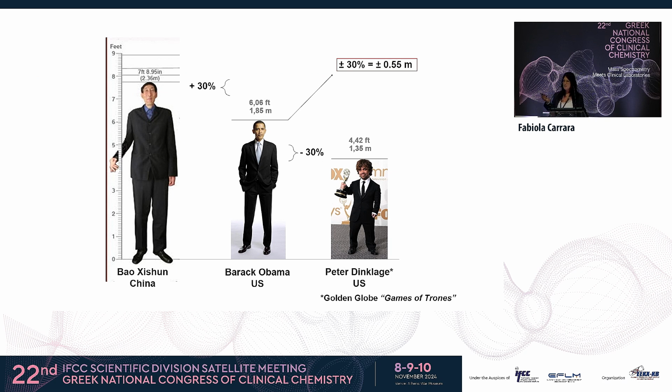In this picture, it's more clear. If we measure the height of President Obama, with a 30% error, we can obtain the height of Peter Dinklage, the winner of the Golden Globe, or the height of the tallest living man in the world. So with this picture, it's clear that a 30% error is unacceptable to evaluate the performance of an equation.